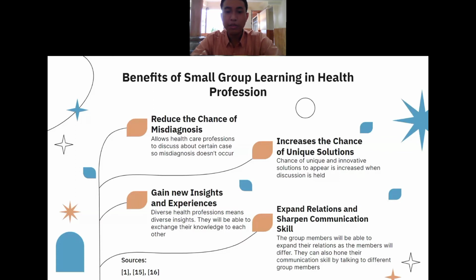And lastly, you can expand relations and sharpen communication skills. The group members will be able to expand their relations as the members will differ. They can also hone their communication skills by talking to different group members. Okay, for the next speaker, time is yours.